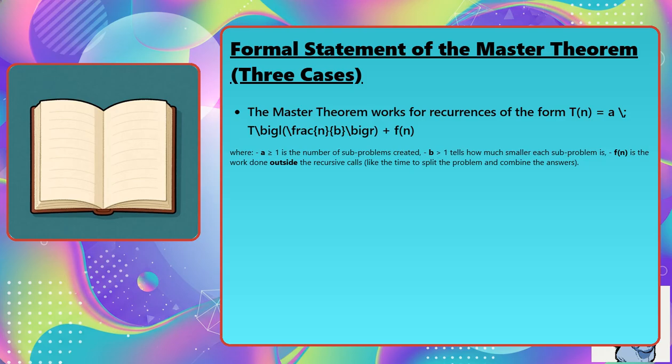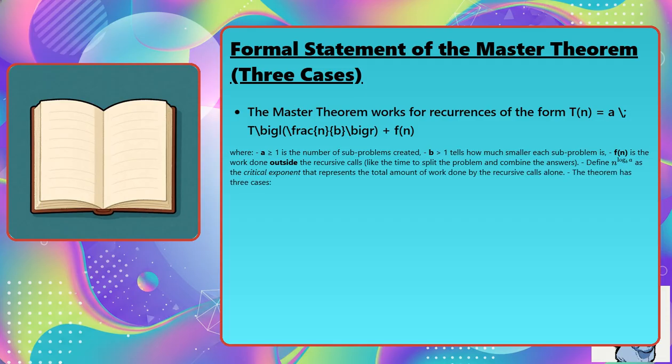The Master Theorem works for recurrences of the form T(n) = a T(n/b) + f(n), where a ≥ 1 is the number of sub-problems created, b > 1 tells how much smaller each sub-problem is, and f(n) is the work done outside the recursive calls, like the time to split the problem and combine the answers. Define n^(log_b a) as the critical exponent that represents the total amount of work done by the recursive calls alone.